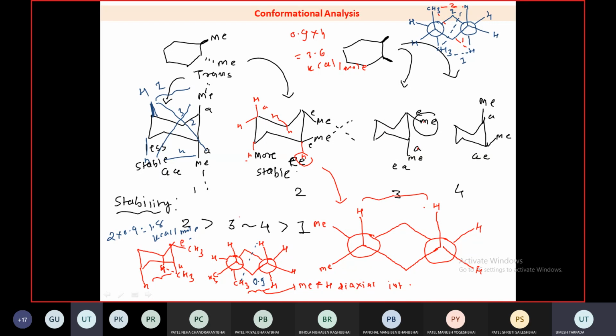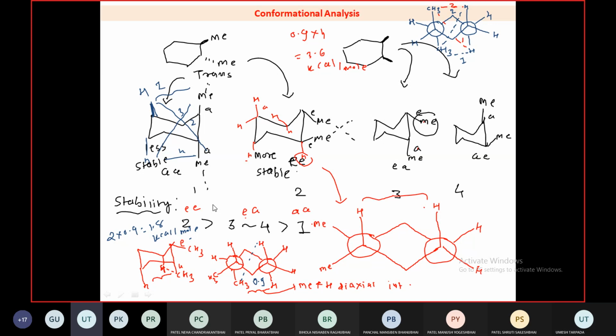And therefore, see, this is the order. 2 is more stable, equatorial, equatorial. Then 3 and 4, and then 1. Axial, axial is least stable. And this is the reason. Okay, you can explain it by calculating such types of interactions.